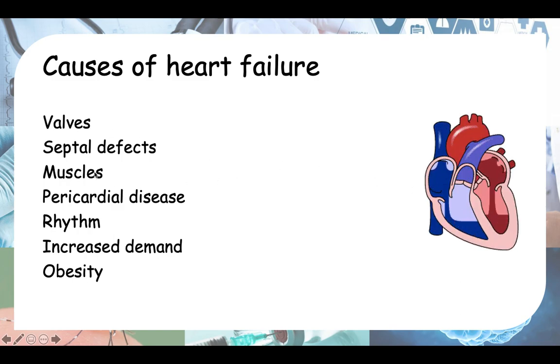Other than valves, you can think of the septal defects. You have two main septal defects: atrial septal defects and ventricular septal defects. So this causes the blood in your right and left part of your heart to mix around, and hence this causes reduced efficiency of your blood delivering oxygen to the cells in your body.